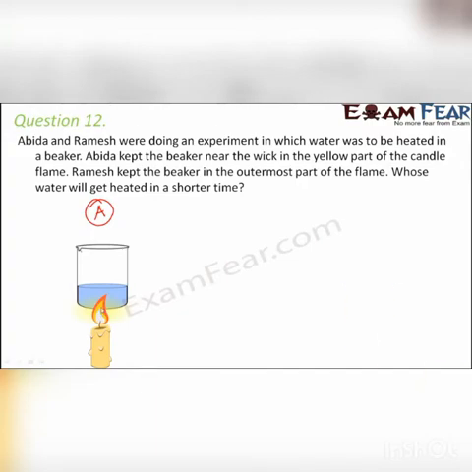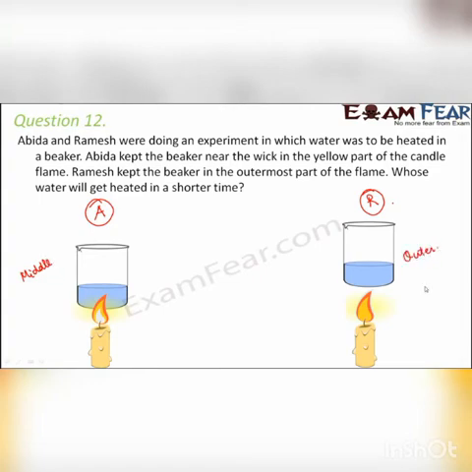Ramesh kept the beaker in the outermost part of the flame. So this was the outermost part of the flame, the bluish part. So this is what Ramesh did. So whose water will get heated in a shorter time? Now here the beaker is placed in the middle zone or the luminous zone, and here the beaker is placed in the outer zone, and we know that the outer zone is the hottest zone and the middle zone is less hot. Whichever is in the hotter zone will get heated up quickly. So that means this will get heated in a shorter time.